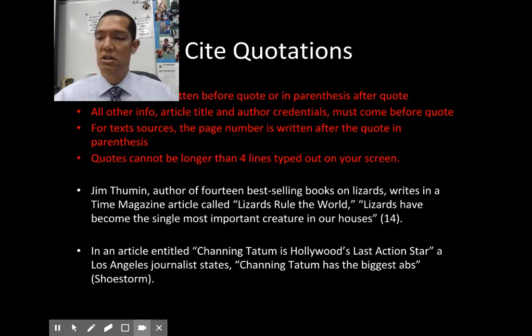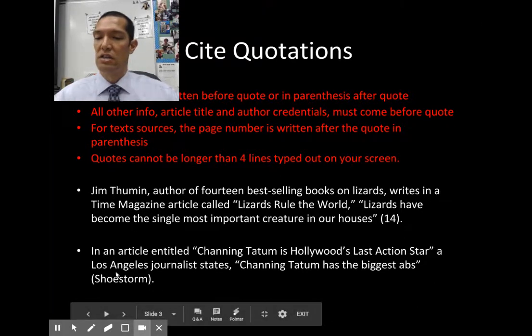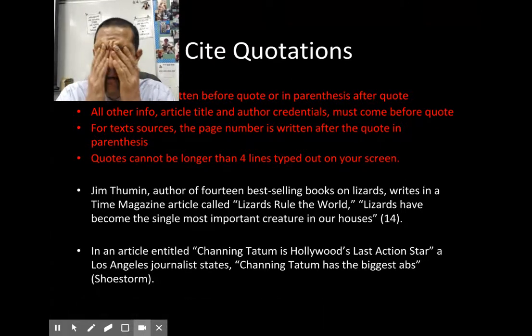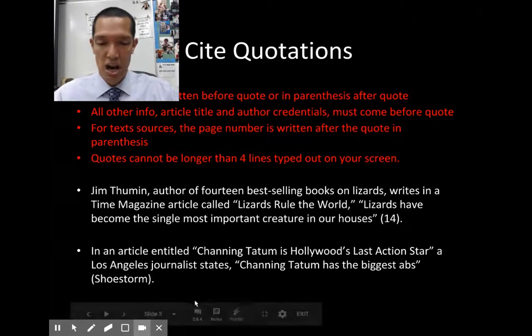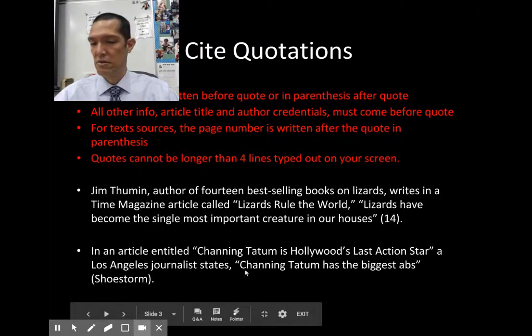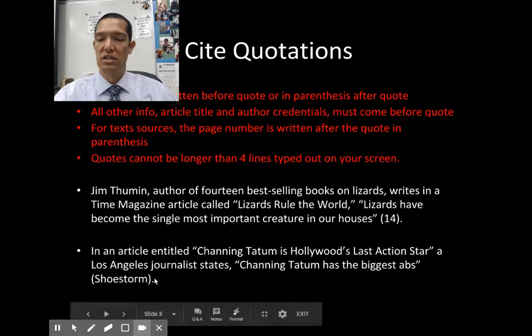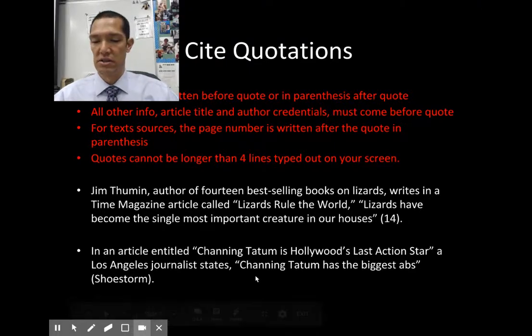It's in quotation marks. And this should say Los Angeles Times journalist or something like that. States, comma, quote, Channing Tatum has the biggest abs. So in this one, I didn't put the author at the beginning of the article, or before the quote, so I have to put it at the end. Okay, it goes inside parentheses. That's your parenthetical citation, and so you put the period at the end. Okay, so that's good enough.